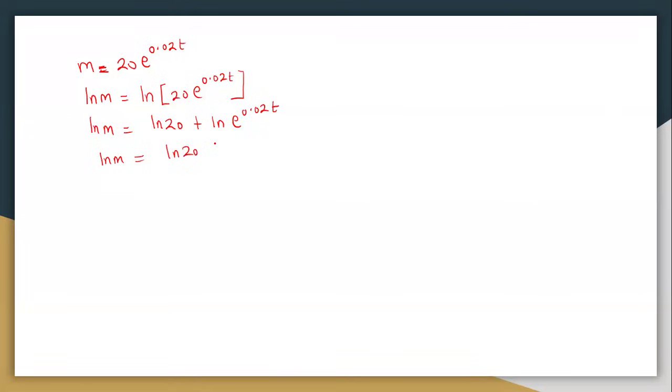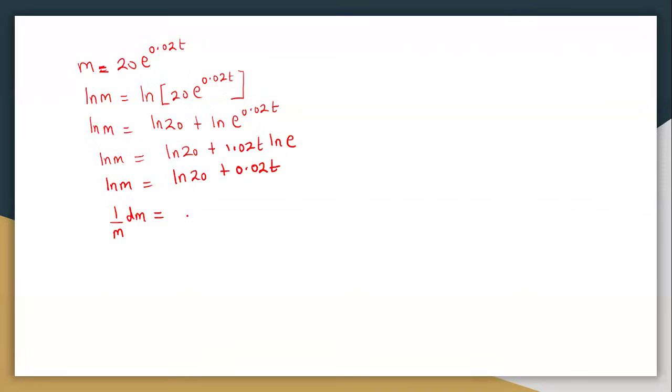Then it became ln M is equal to ln 20 plus 0.02t ln e. So I know ln e is 1. So at the end of the day, I got ln M is equal to ln 20 plus 0.02t. So now I'm going to start differentiating. My ln M, I got 1 out of M dM. And I think ln 20 is 0, right?